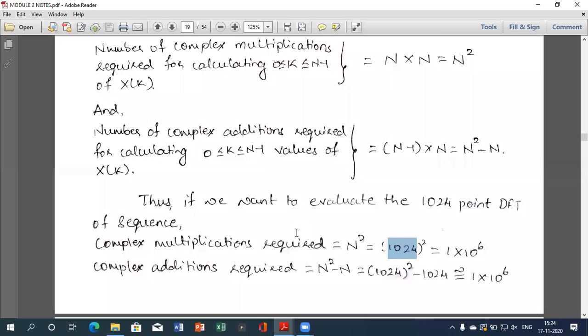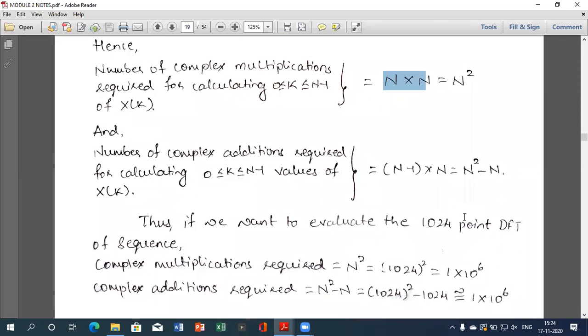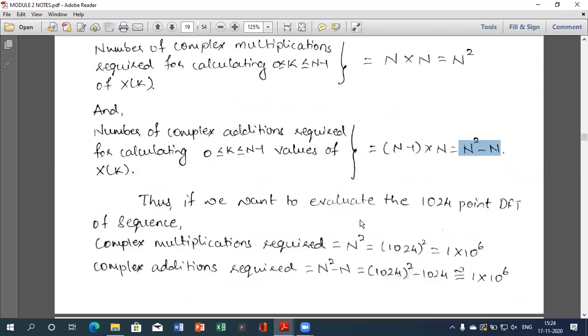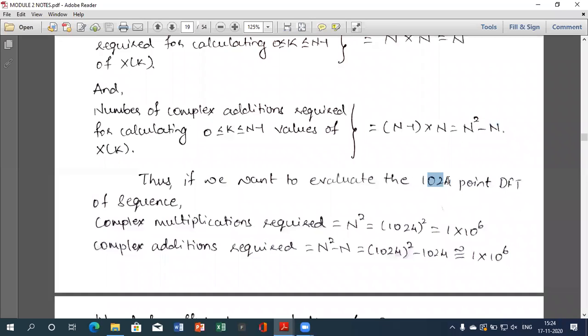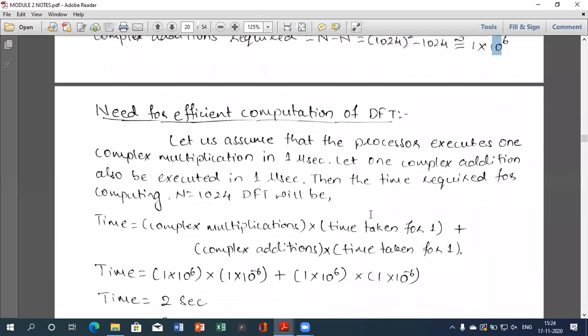Before going to the next thing, remember we need n square complex multiplications and n square minus n complex additions. If you want to evaluate a 1024 point DFT of a given sequence, instead of 8 point, then we need 10 raised to 6 complex multiplications and nearly 10 raised to 6 complex additions. Now we will move on to understand this property. So what are the needs for efficient computation of the DFT?